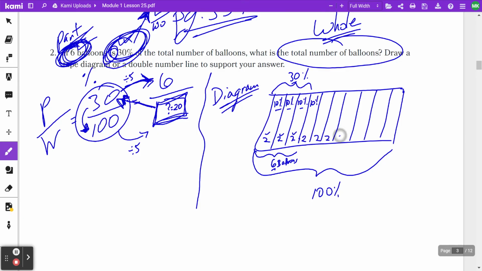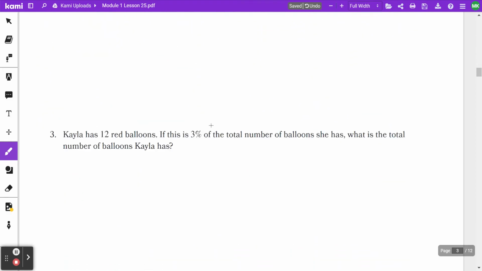So I'm just going to put in all my 2's here to fill up 100%. And if they're asking what is the total number of balloons, well, I can just take my 2 multiplied by the 10 2's that are actually here. There they are. So 2 times 10 gives me 20. And what a match that is, right? So 20 over here and 20 over there. Pretty neat, right? Okay, let's do another one.